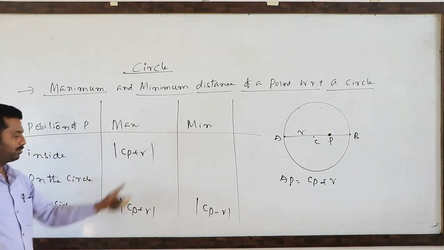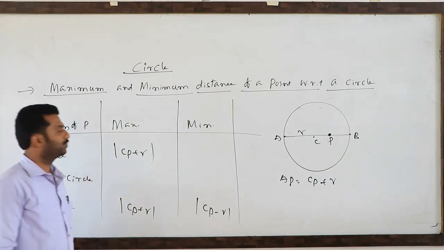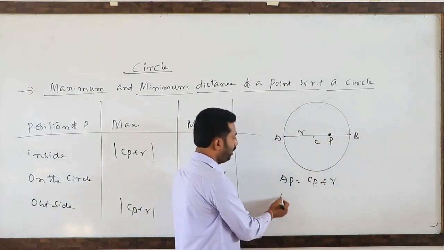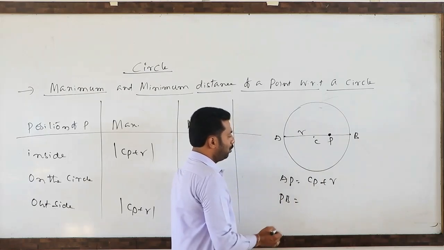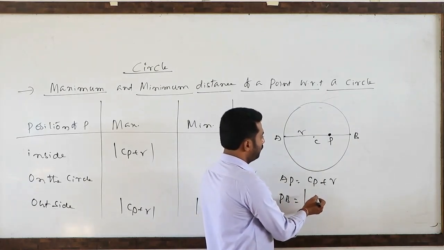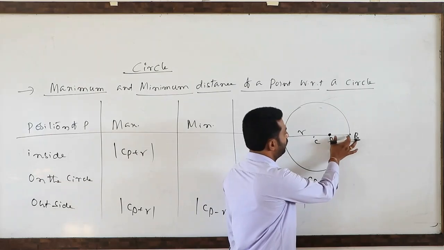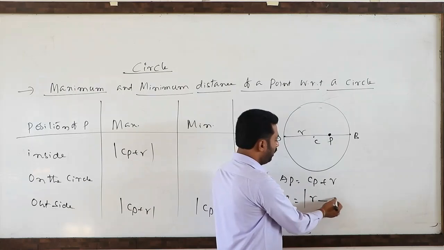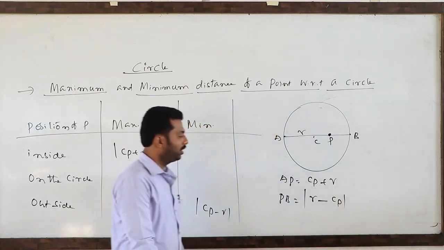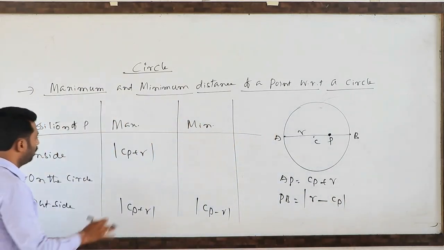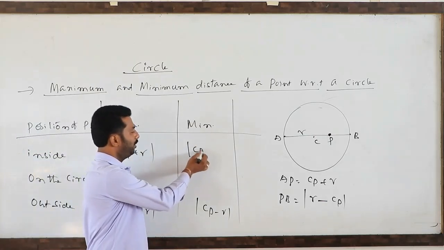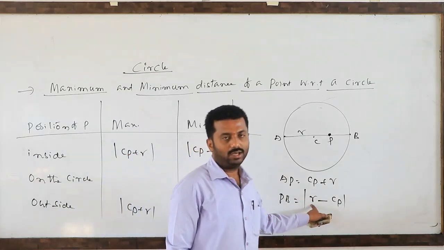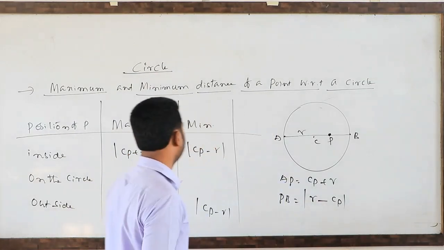Anyhow, this is positive, so just write the modulus. Next, what is the minimum distance? That is PB. How to calculate PB? Observe, the length PB we need is from R, deleting CP. So PB is the modulus of CP minus R. Is the modulus only there? No. The modulus of A minus B or B minus A, both are the same.